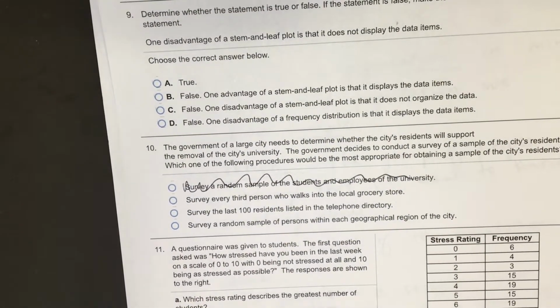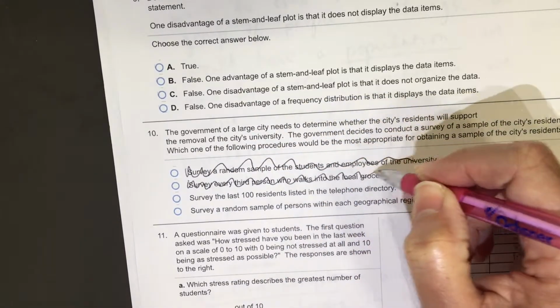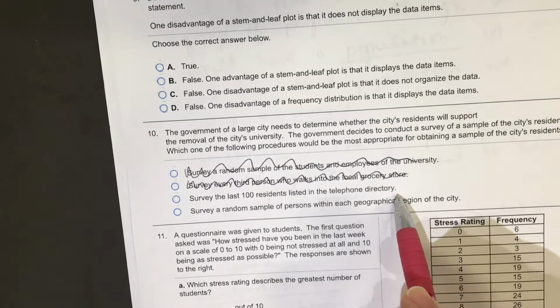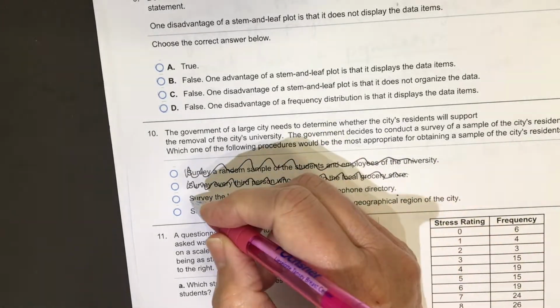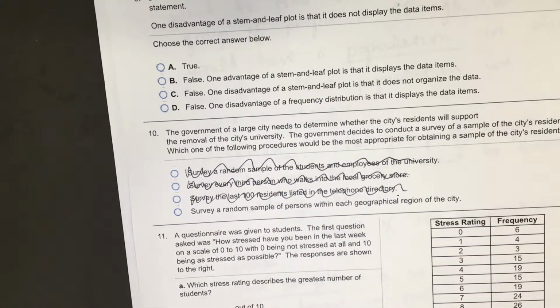The second choice, survey every third person who walks into the local grocery store. No, not everybody who's in the population would necessarily go to that grocery store. The third one, survey the last 100 residents listed in the telephone directory. No, you're excluding some people that maybe they're in the front of the directory, or maybe there are people whose telephone numbers are not listed. Maybe there are people who do not have a telephone.